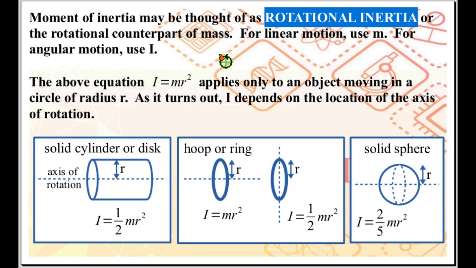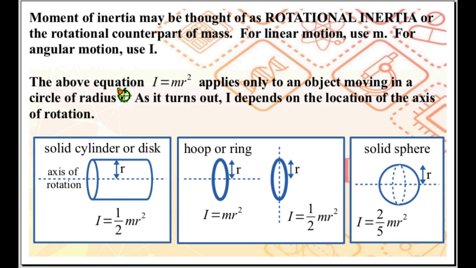In angular kinematics, you will recall theta is the rotational or angular counterpart of x. Omega is the angular counterpart of v. Alpha is the angular counterpart of a. For linear motion, we use x, v, and a. For angular motion, we use theta, omega, and alpha. The same goes for mass and moment of inertia I. For linear motion, use m. For angular motion, use I.